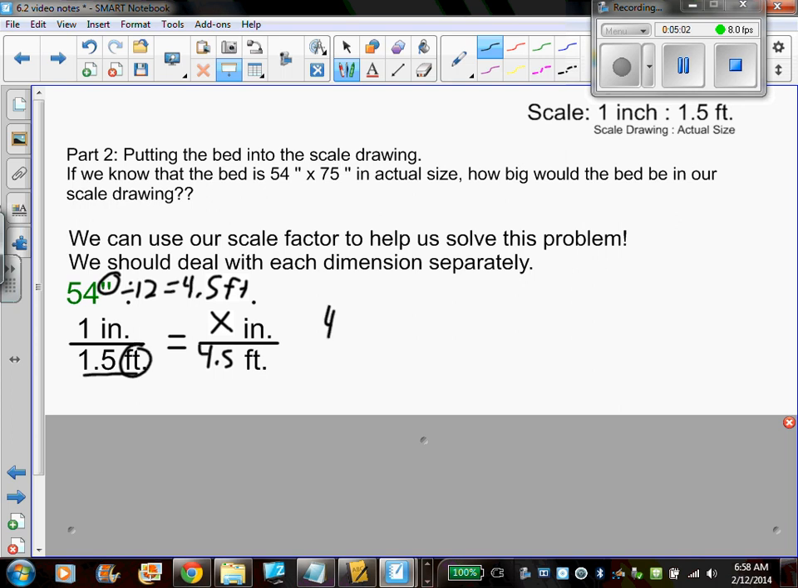1 inch times 4.5 feet gives us 4.5 equals 1.5x. Divide both sides by 1.5, and that gives us x equals 3. And we know our unit from that equation is 3 inches. So what our scale allowed us to do is figure out that our bed is going to be 3 inches on our drawing if it was 4.5 feet long in real life.